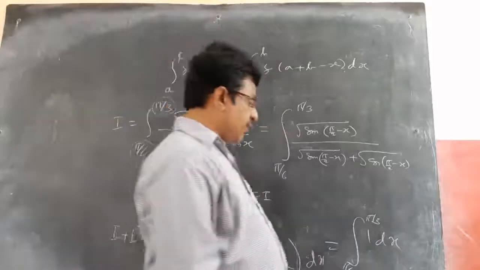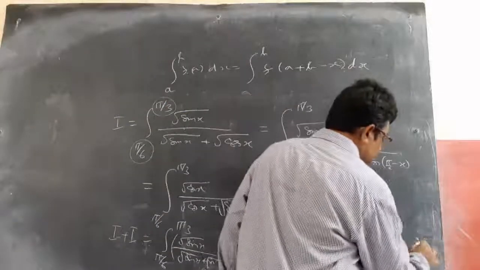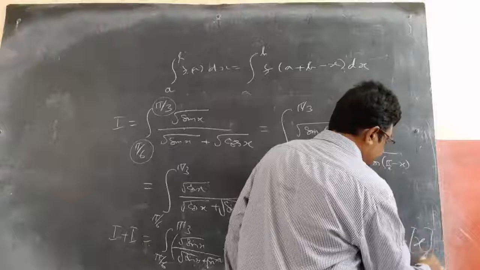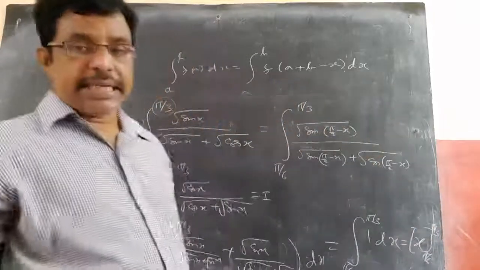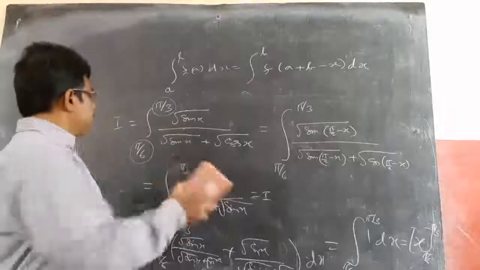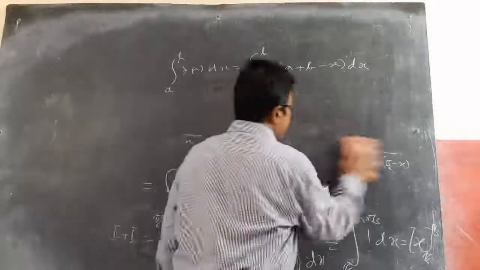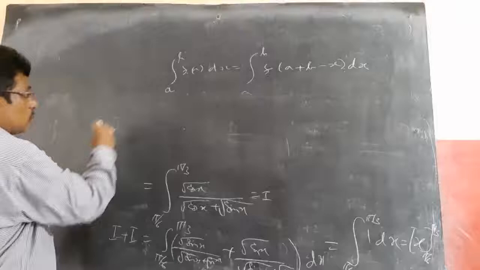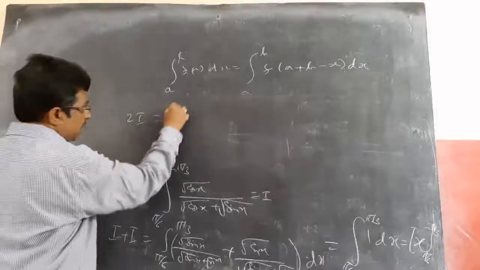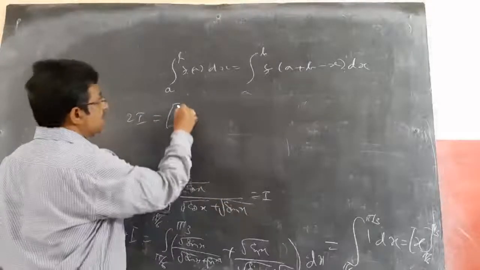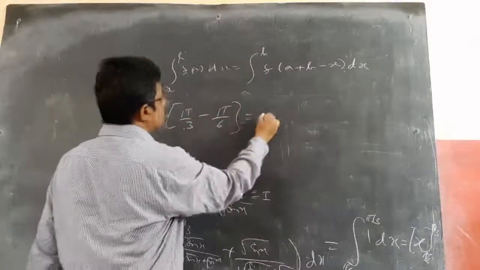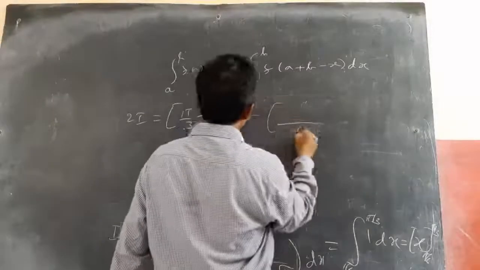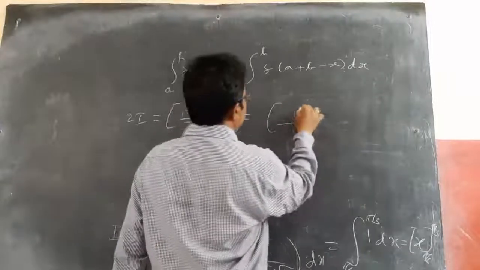Integral of 1 dx is x, between the limits pi by 6 to pi by 3. So what I got: 2I equals x, upper limit pi by 3 minus lower limit pi by 6. Taking the LCM as 6, this is 2 pi by 6 minus pi by 6.